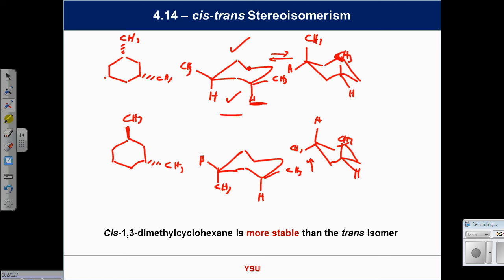This isn't difficult once you get into it. If you're still struggling with chapter 2, this is impossible. Hopefully you're not. Right, which is better, left or right, or about the same? They're the same, aren't they? Both have one methyl group equatorial, both have one methyl group axial. So what is K for this process?